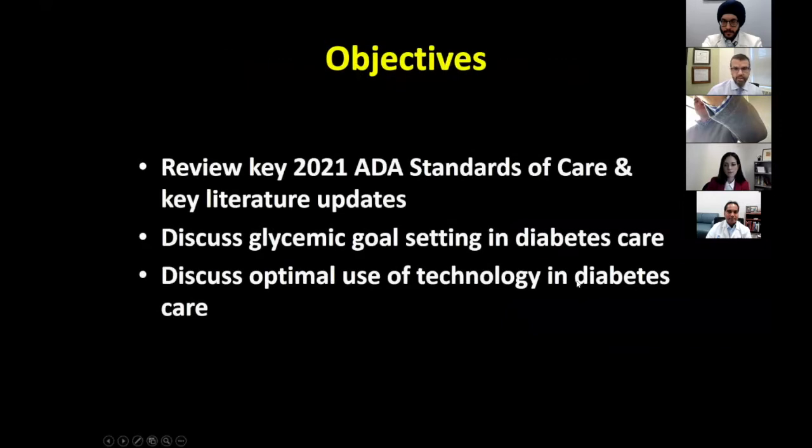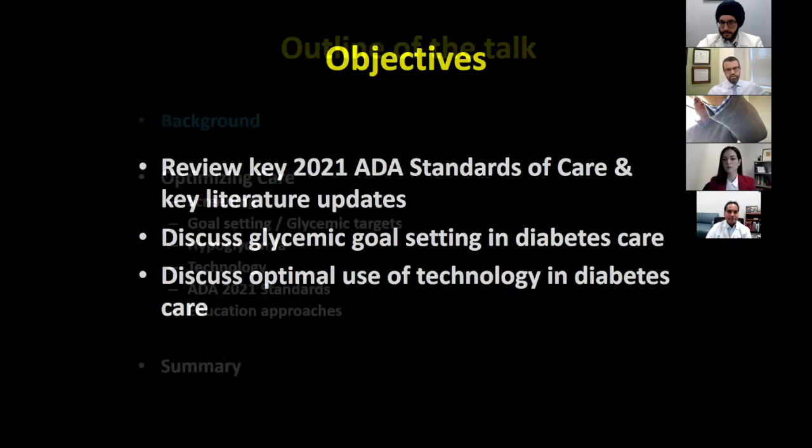And what I hope today, really, there are three key objectives. More than anything, I want to review the key parts of the American Diabetes Association standards of care and key literature updates as they apply to patients with type 2 diabetes. I'm a big fan of goal setting, as I know many people are in diabetes care, and I will discuss a focused approach to that. I will discuss some of the optimal use of technology. There's been a lot of changes in technology in diabetes, and I will also close by giving some examples of the work done with diabetes education in my role in Arkansas as well.